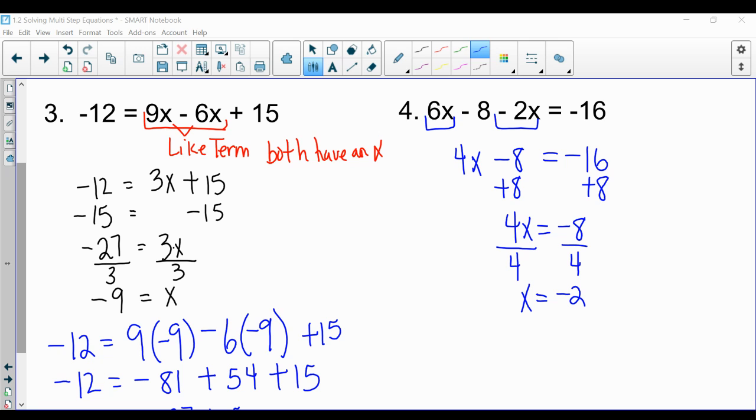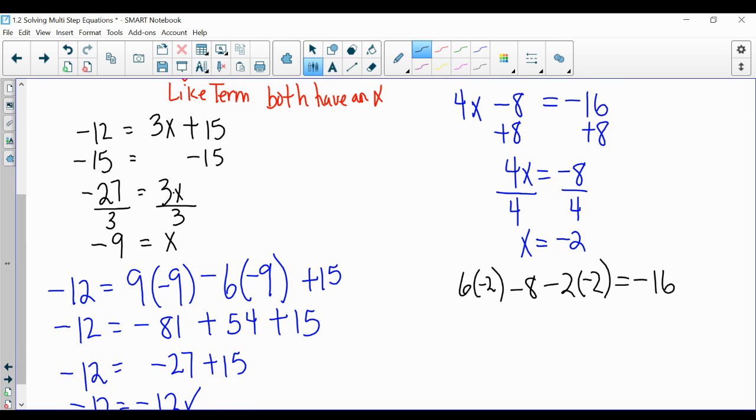So I'm going to go ahead. I'm trying to move this out of the way. So I'm going to say 6 times a negative 2, minus 8 minus 2 times a negative 2 equals a negative 16. So I'm just going to go ahead and substitute it in, and now I'm going to simplify it. 6 times a negative 2 is a negative 12, negative 8, a negative 2 times a negative 2 is a positive 4, and that's equal to 16.